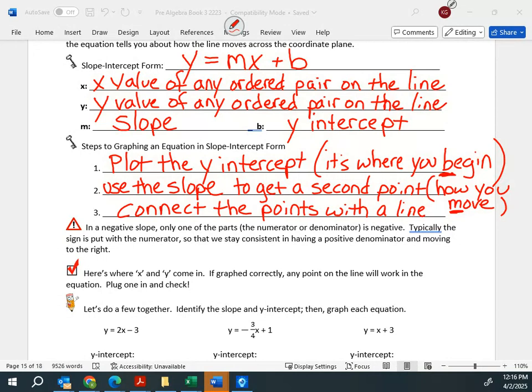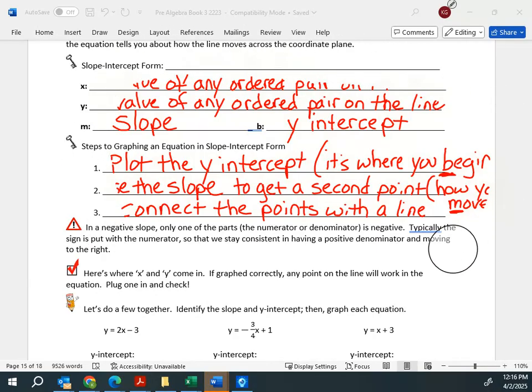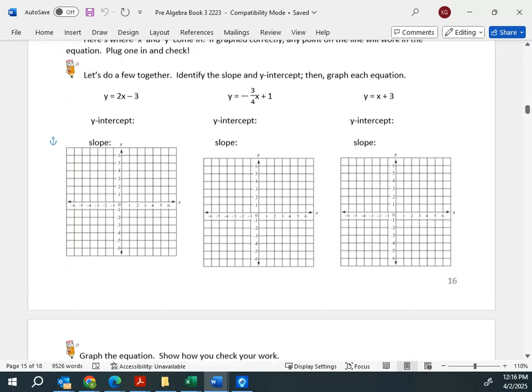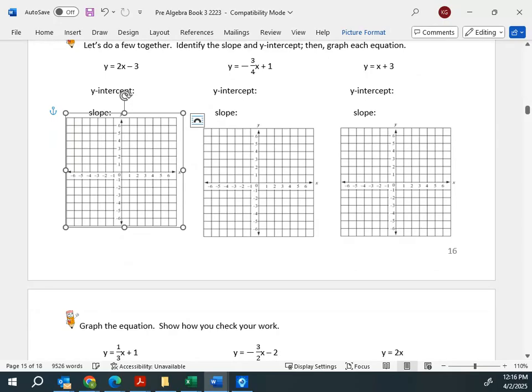So we're going to do that. Make sure that the points that we find are actually working in the equation. I'll show you how that works. We're going to do a few together. So I need to scroll up. And we're going to do those 3 steps. We're going to identify the slope and the y-intercept, and then we're going to graph each equation. So if we look, remember the slope-intercept form is y equals mx plus b. The first question it asks is, what is the y-intercept?